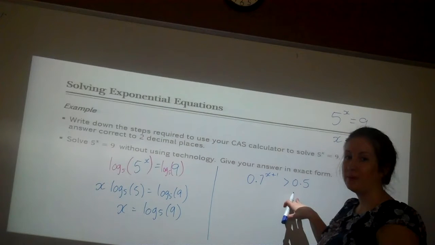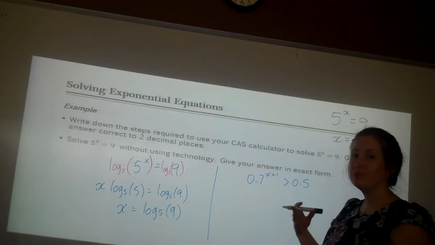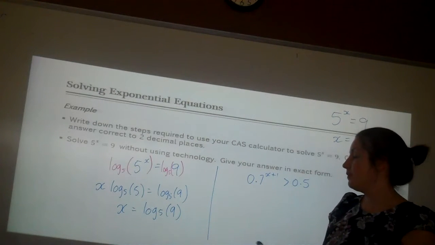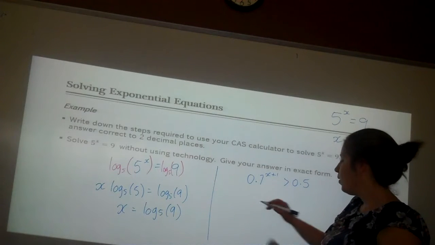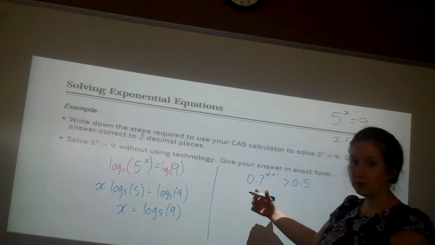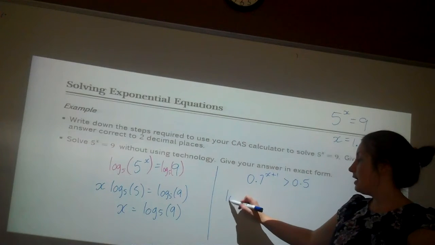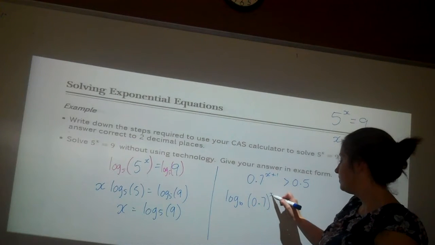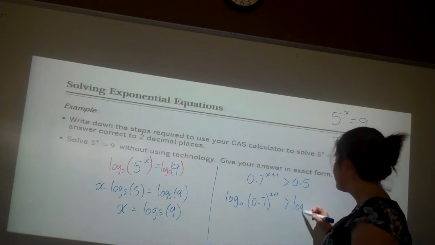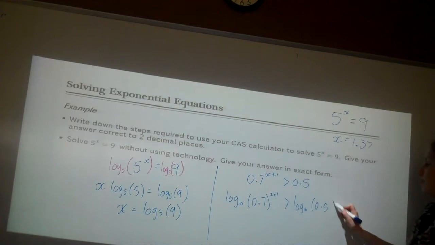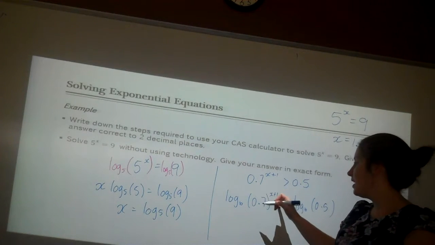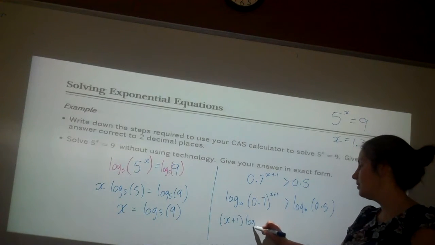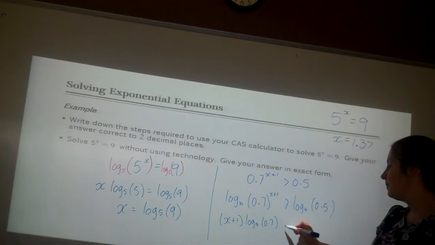Usually our bases are greater than 1 and we tend to take either 10, 2 or e, or other whole number values. What we could do instead, particularly in a multiple choice situation, is take log base 10 of both sides, greater than log base 10 of 0.5. Again, this x plus 1 can be written in front.